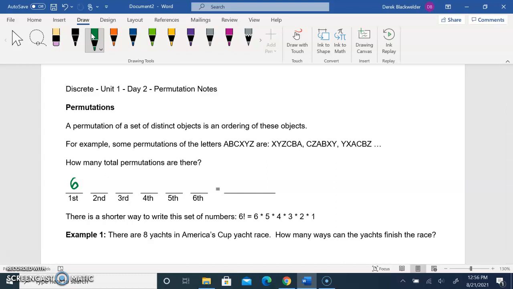For the second one, whatever letter I chose for the first spot, I cannot use it again. So I cannot use A repeatedly. I have to use a different letter for the next one because I'm just worried about the order. So there's 5 options for the second one, 4 for the third, 3 for the fourth, 2, and then the last one we would know what it is.